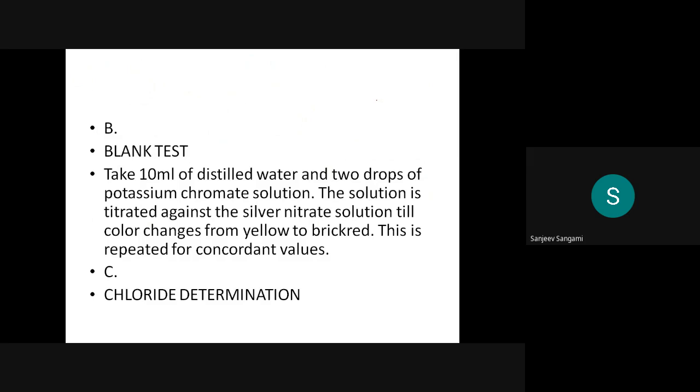Then the blank test. Here also, as I already said, this has to be conducted for distilled water. Take 10 ml of distilled water. Why are you taking the distilled water here? To check whether chloride exists in distilled water or not. Add 2 drops of potassium chromate solution. The solution is titrated against the silver nitrate solution till the color changes from yellow to brick red. This is repeated for concordant values. Suppose you are getting brick red, it means some chloride is there. If you're not getting brick red, then chloride does not exist. Remember this. This is repeated for concordant values.